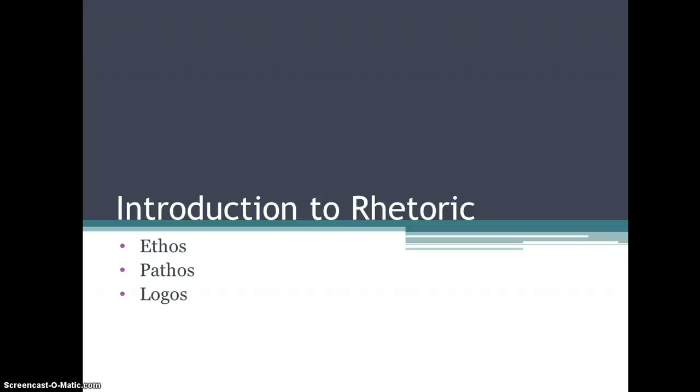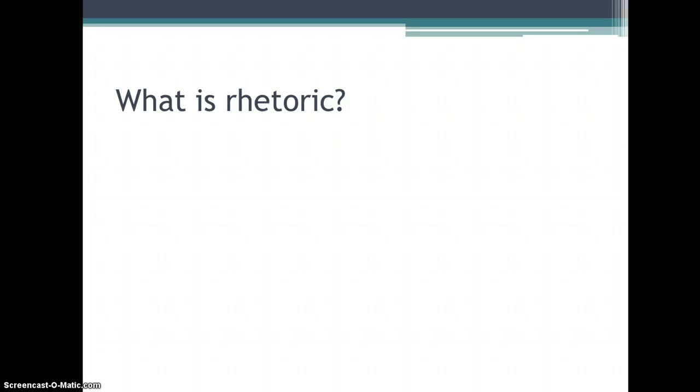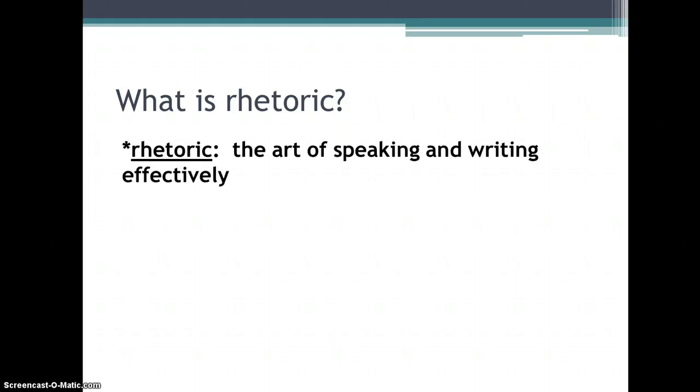Next, I want to talk about rhetoric and what rhetoric means overall. By the way, we just finished talking about tone, and tone is an aspect of rhetoric for sure. But now we're going to look at three more widely known aspects of rhetoric, that being ethos, pathos, and logos. Okay, so first of all, a definition of rhetoric.